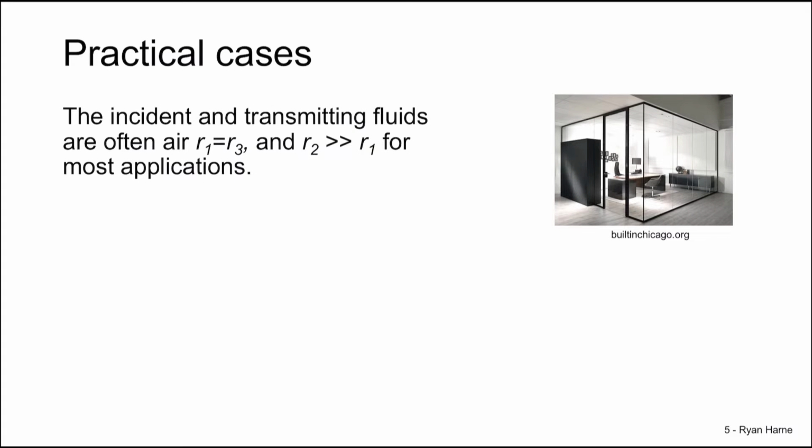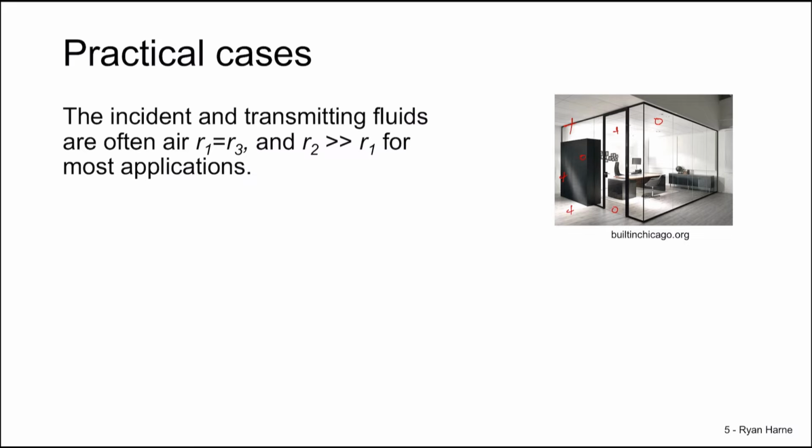A common example when we apply these coefficients is for an incident and transmitting fluid of air, in which case R1 is equal to R3. Now let's consider an example of this office space. We've got air on the inside of the office, air outside the office, and in between we've got a glass wall. We've got a bookcase. We've got a floor, and so on and so forth. In these cases, R2, the impedance of these layers, is much greater than R1. Also, they're very thin compared to the size of the air in the incident and transmitted fields.